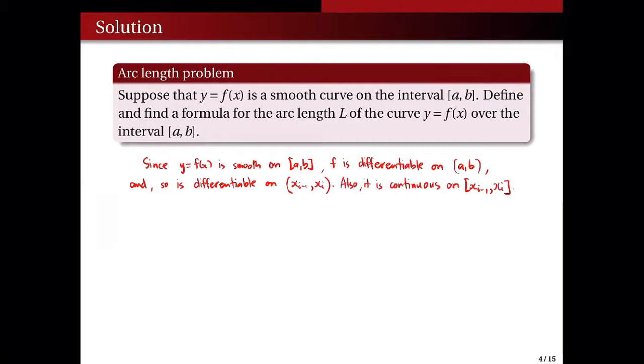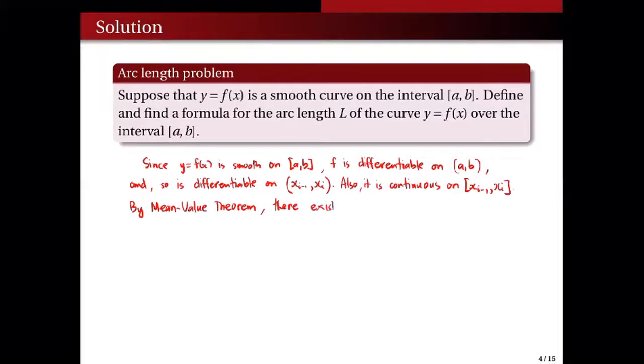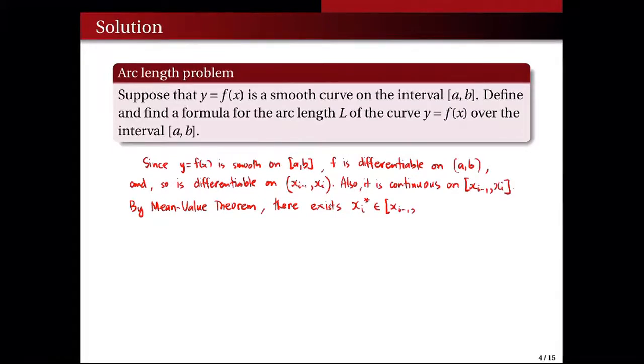So from here, we will use the mean value theorem. By the mean value theorem, there exists x sub i star inside the interval x sub i minus 1, comma, x sub i.